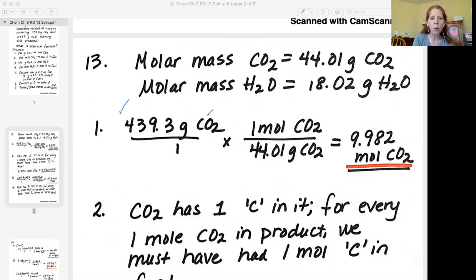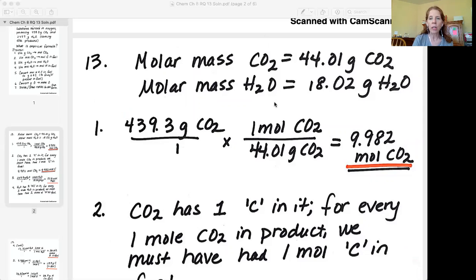The original amount of carbon dioxide that was produced was 439.3 grams. By using the molar mass of carbon dioxide, which is 44.01 grams, we can determine the number of moles of carbon dioxide we have in our product. This is the moles of CO2 as a product, 9.982 moles.